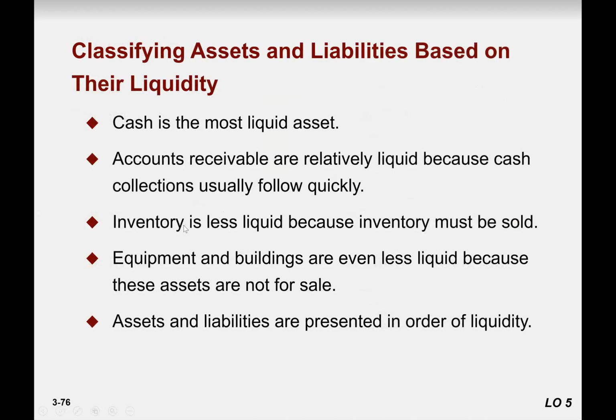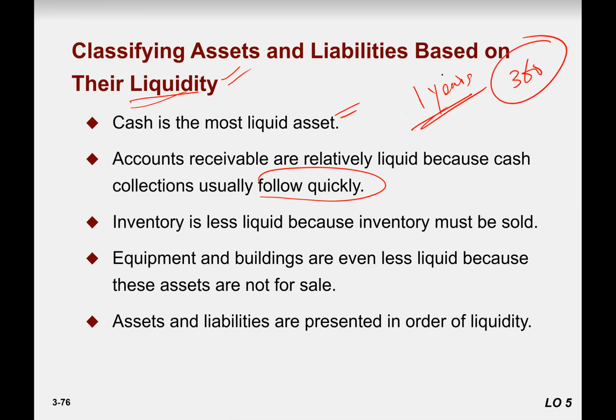And now classifying assets and liabilities based on their liquidity. Liquidity means how much time or how fast you can convert anything into cash. We call this liquidity. So cash is the most liquid asset, and accounts receivable are relatively liquid because cash collections usually follow quickly. Why? Because they take less than 1 year to convert into cash. You can allow any customer to pay you back in 30 days, 40 days, 50 days, 90 days, right? But you will not allow a customer to pay you after 360 or 365 days, right?